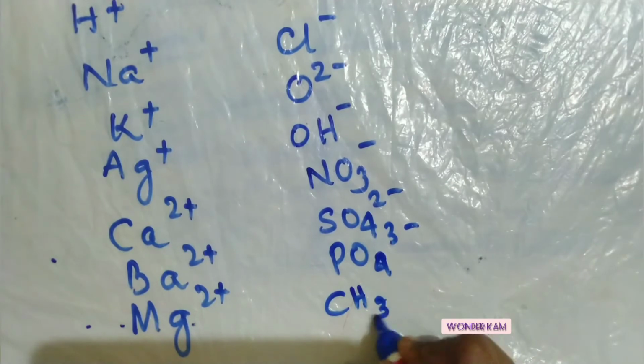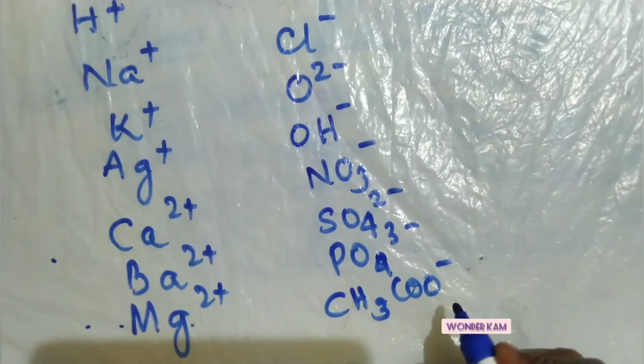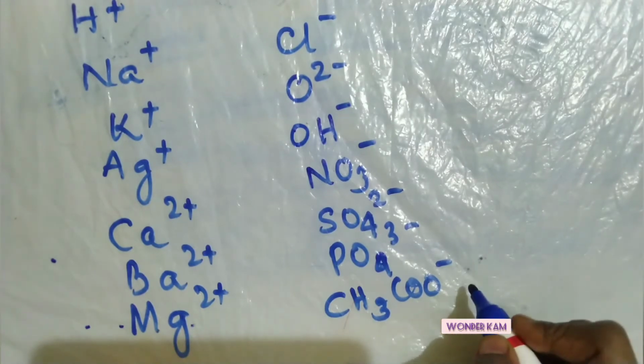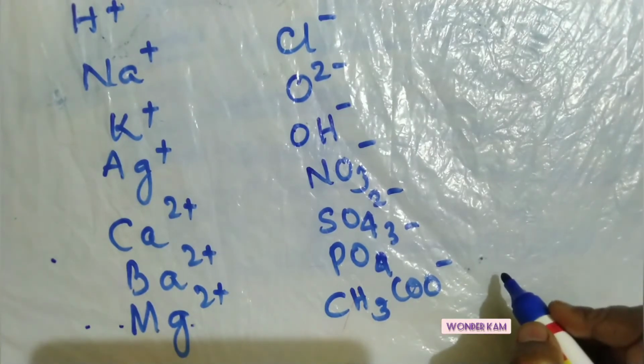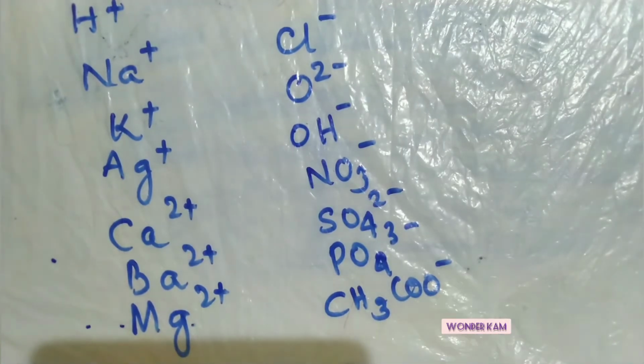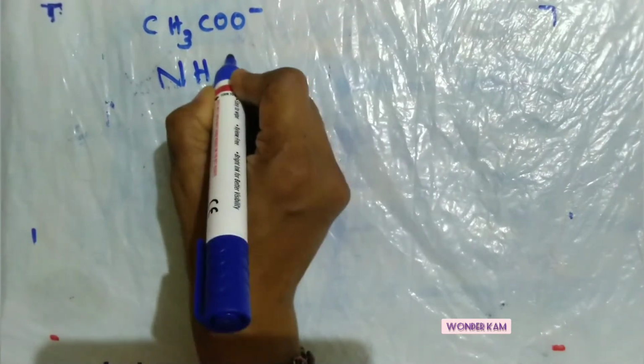One more, CH3COO minus, this is the acetate ion. It originated from the organic acid, acetic acid. If you remember the vinegar we use in the kitchen, that is acetic acid, and from that this acetate ion is derived. This is ammonium with one positive charge. This is also a polyatomic ion.